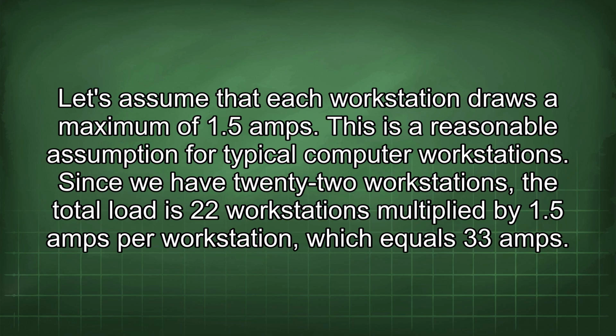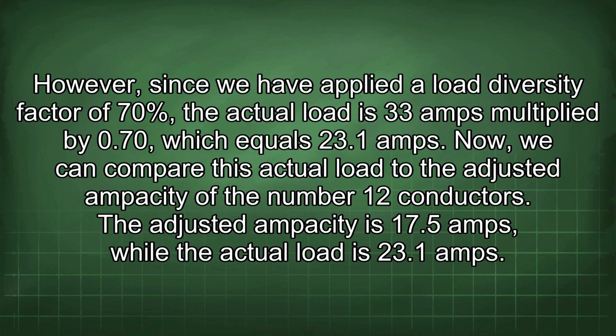Since we have 22 workstations, the total load is 22 workstations multiplied by 1.5 amps per workstation, which equals 33 amps. However, since we have applied a load diversity factor of 70%, the actual load is 33 amps multiplied by 0.70, which equals 23.1 amps. Now, we can compare this actual load to the adjusted ampacity of the number 12 conductors.